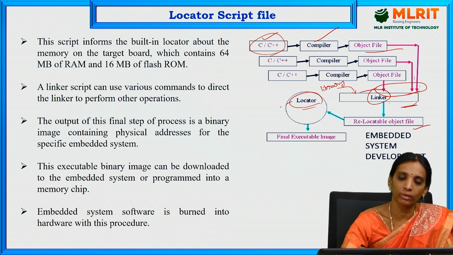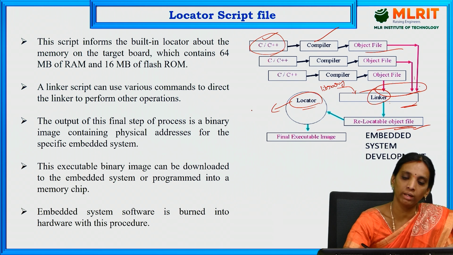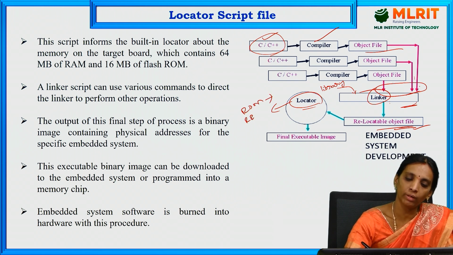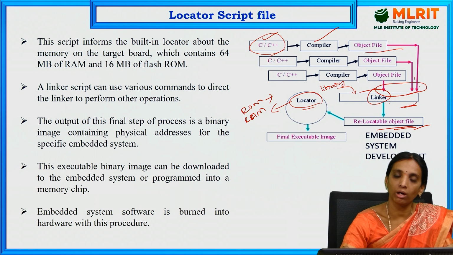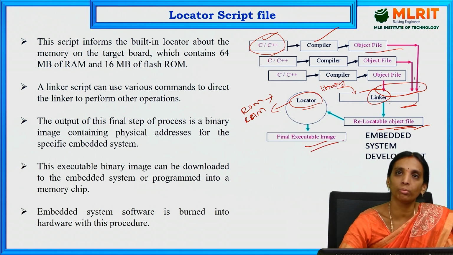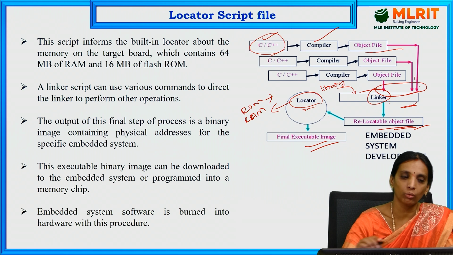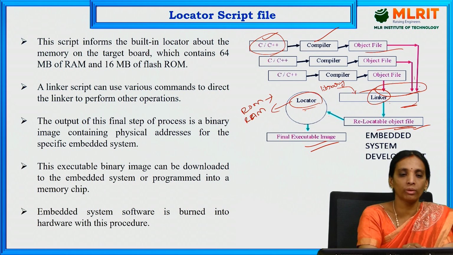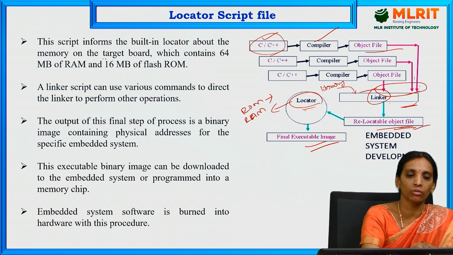In this locator, it will assign memory to this relocatable object file, that means ROM for the code part and RAM for the data part. After allocating the memory to these files, the final executable image will be developed by the locator. The script informs the built-in locator about the memory on the target board.